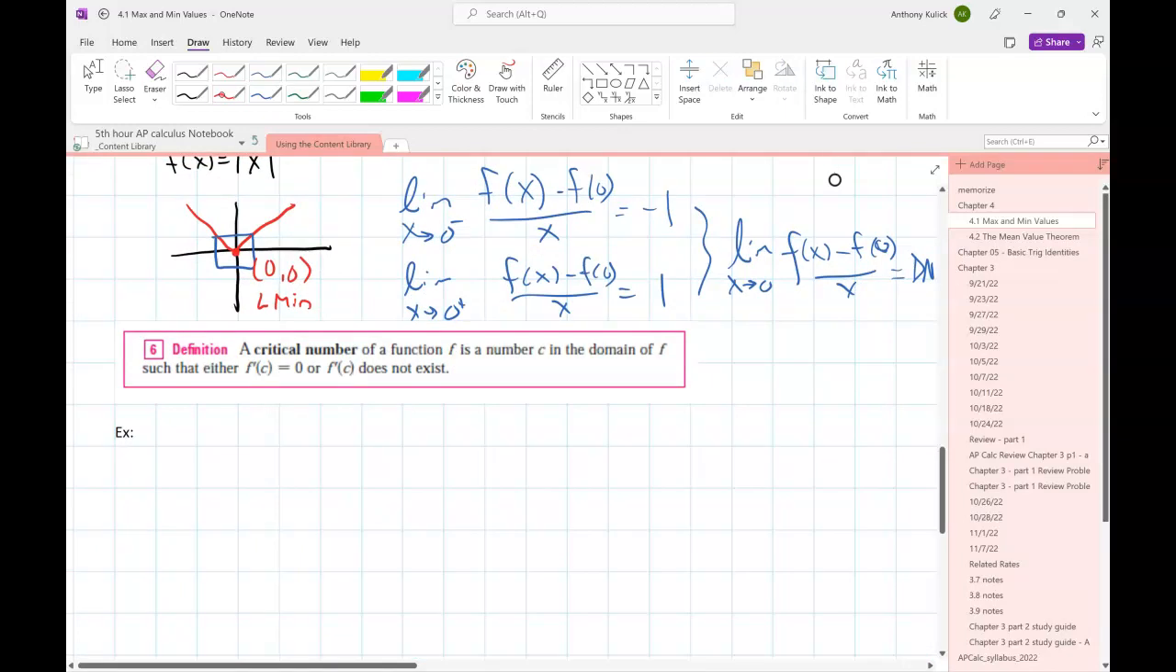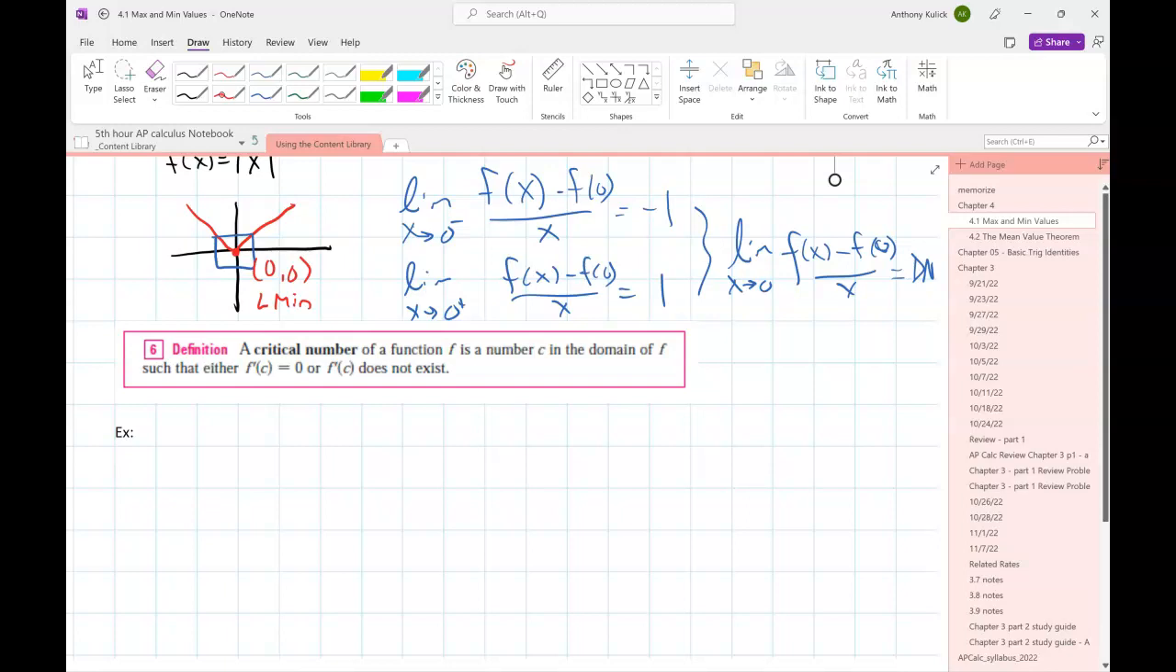The next piece is the critical number. So this is just a definition. We say a critical number of a function f is a number c in the domain of f, such that either f prime of c is equal to 0 or f prime of c does not exist. This will essentially become our candidates for local minimums and local maximums.